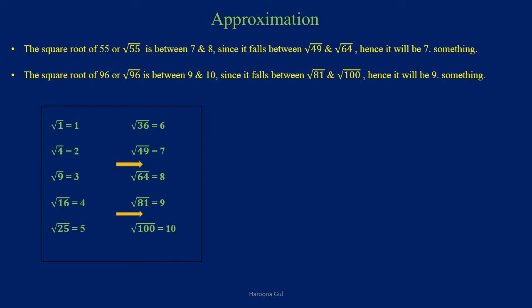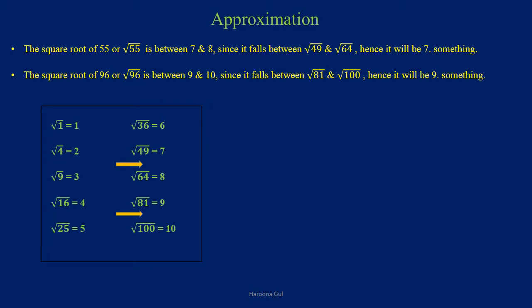Our first topic is on approximation, which you can do with the help of a calculator. But sometimes GRE Quant tests you in a way that you must know how to approximate without using a calculator. For example, if we have to find the square root of 55, we know that 55 is not a perfect square. And we also know that the square root of 49 is 7 and that of 64 is 8. Therefore, the square root of 55 will be 7 point something, right?